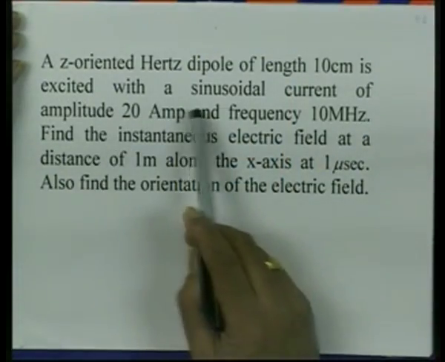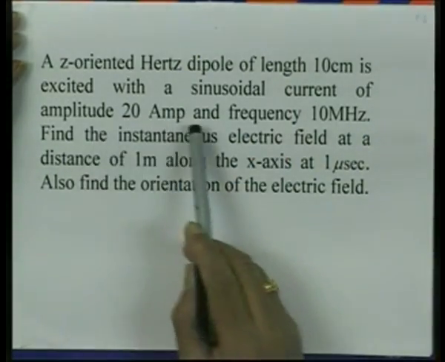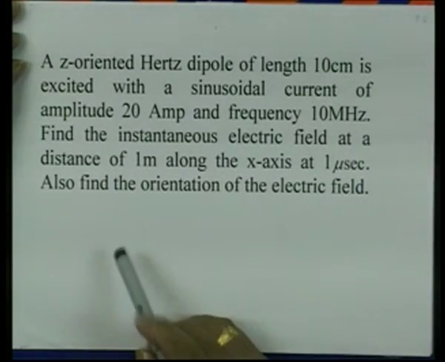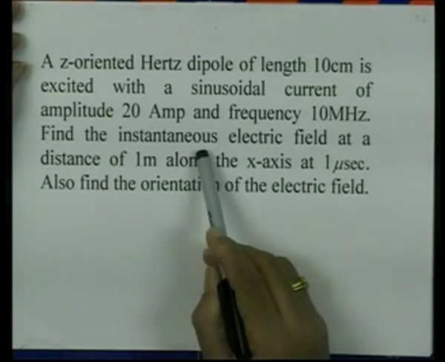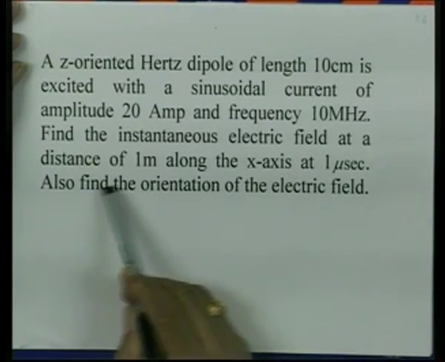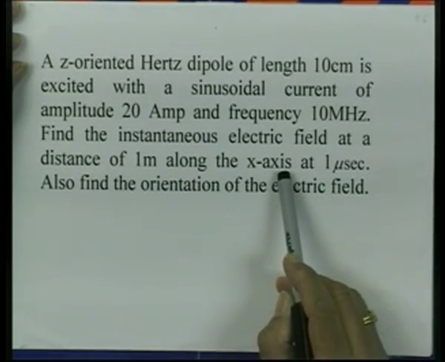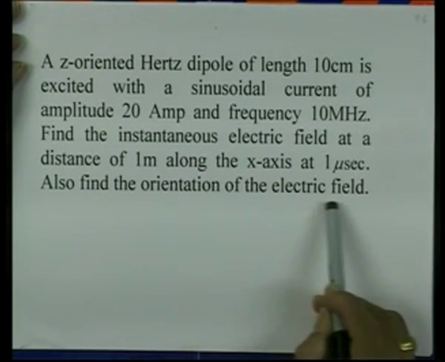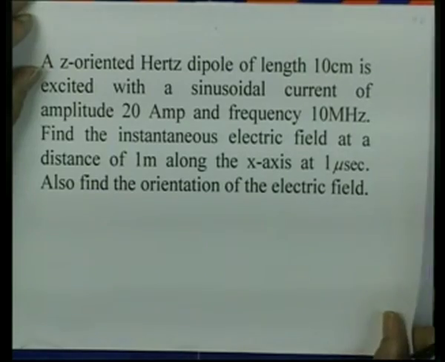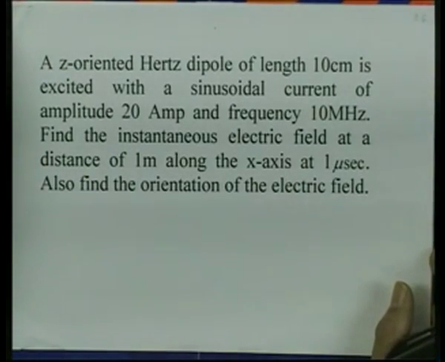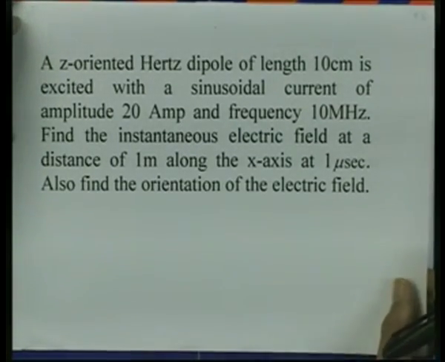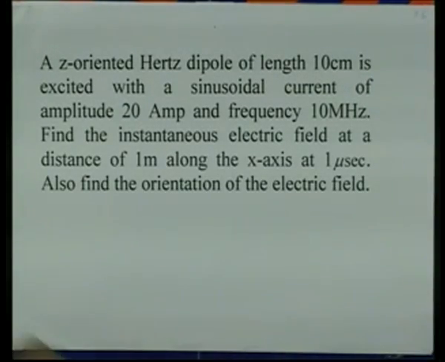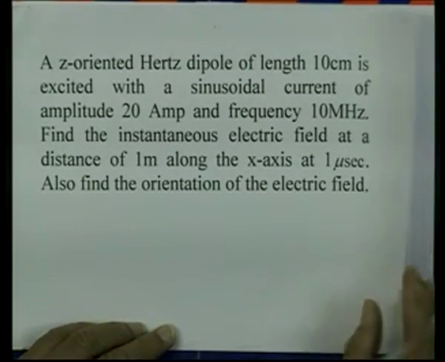There is a Z oriented Hertz dipole of length 10 centimeter excited with a sinusoidal current of amplitude 20 amperes and frequency 10 megahertz. Find the instantaneous electric field at a distance of 1 meter along the x axis at 1 microsecond. Also find the orientation of the electric field. So, this is a simple problem based on the theory which we have developed for the Hertz dipole. So, the problem which is given here is we have a Hertz dipole.